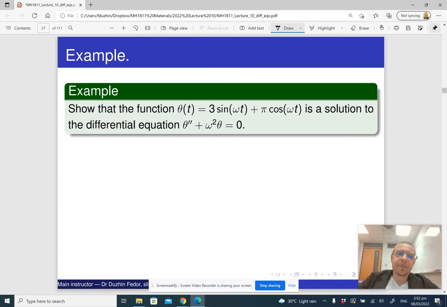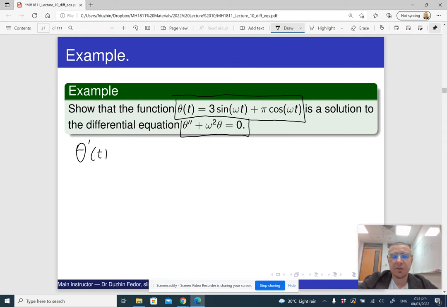So here is an example, right? Here we're supposed to verify that the given function is a solution to the given differential equation, right? So how do we do that? Now, we are given the formula for theta of t, right? So what is going to be theta prime of t?